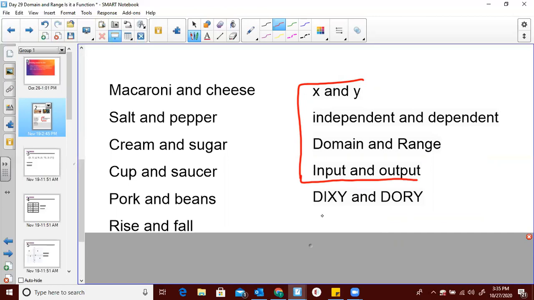All right, and I feel like Dixie and Dory is an acronym that I should know. I will get back to you on that on a later video.